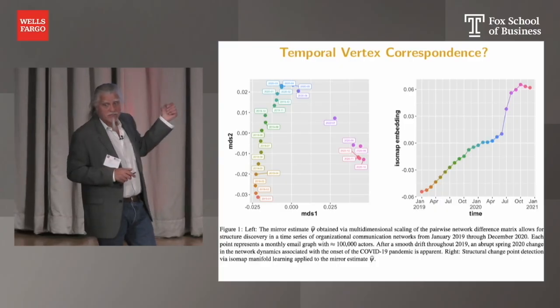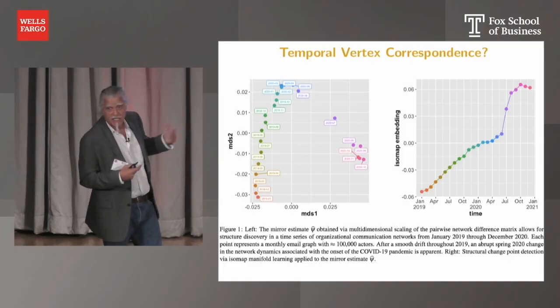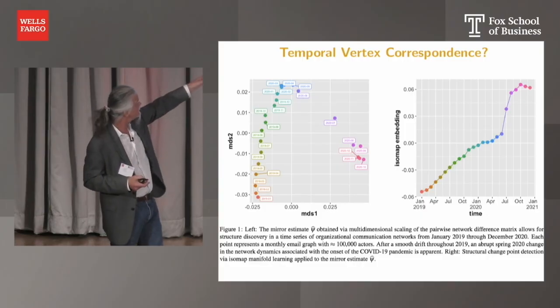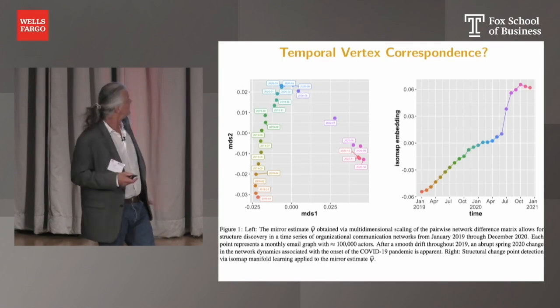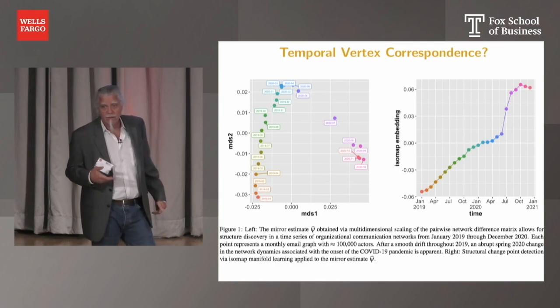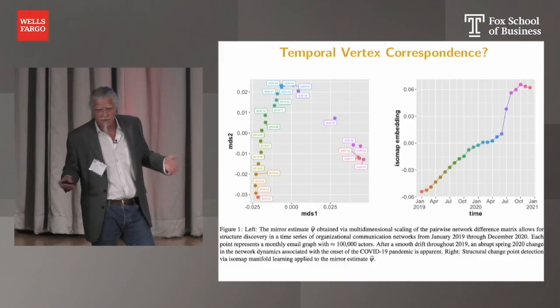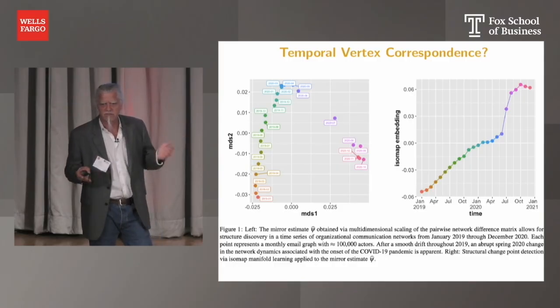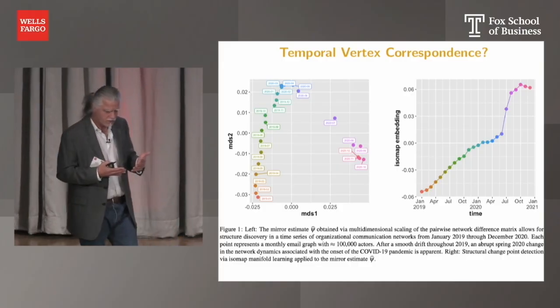In the Microsoft email, we had that, and this was just to show that I do have the temporal vertex correspondence. What I found was a change point in spring or early summer of 2020, which was right when COVID hit, right when the work from home order came. So this is like 100,000 actors across 24 months of US Microsoft email.